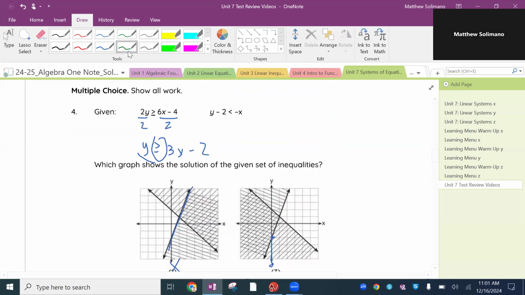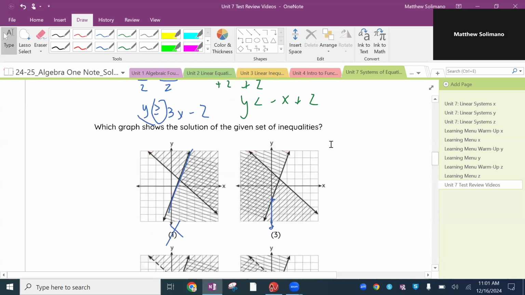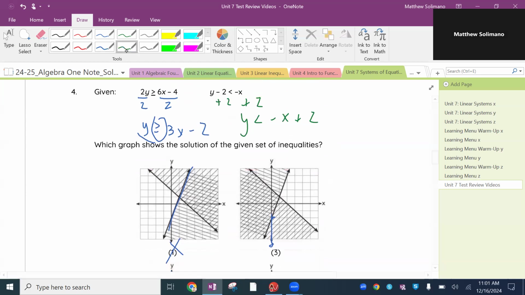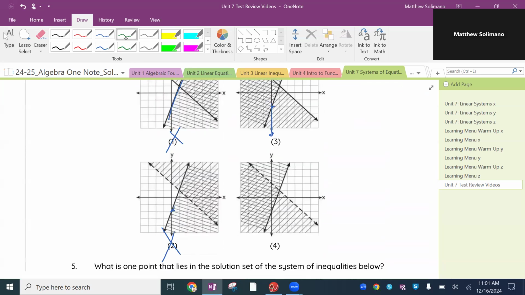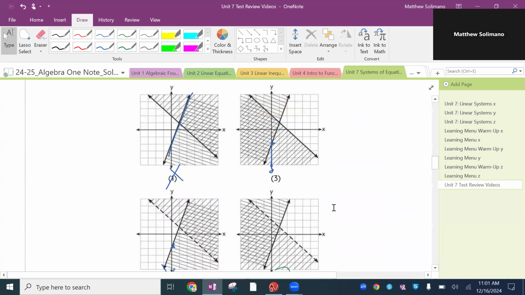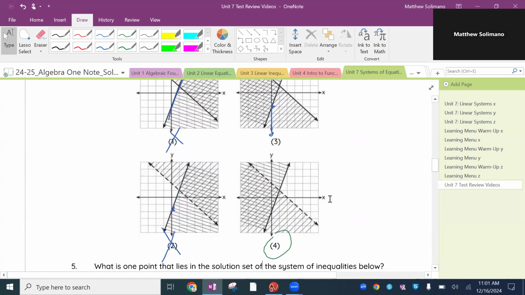Let's check the other line. Right now it's y - 2, so I'm going to add 2 to both sides. y is less than -x plus 2. So we want to be below, and also it's a less than, not less than or equal to sign, so this line should be dotted because it's not equal to. So right away, I see this is the only one left with a dotted line, so it's going to be number 4. But just to check it, y is less than -x plus 2, so the y-intercept is there at +2, and it's below that line, so that's right. So number 4 was the correct answer.